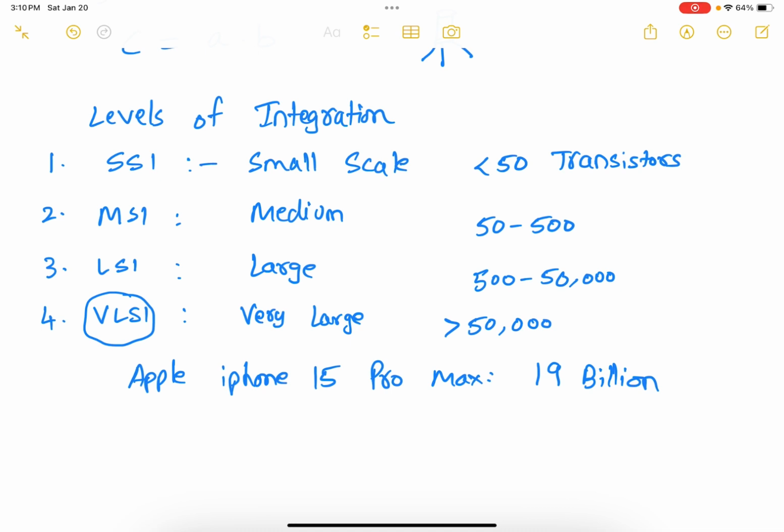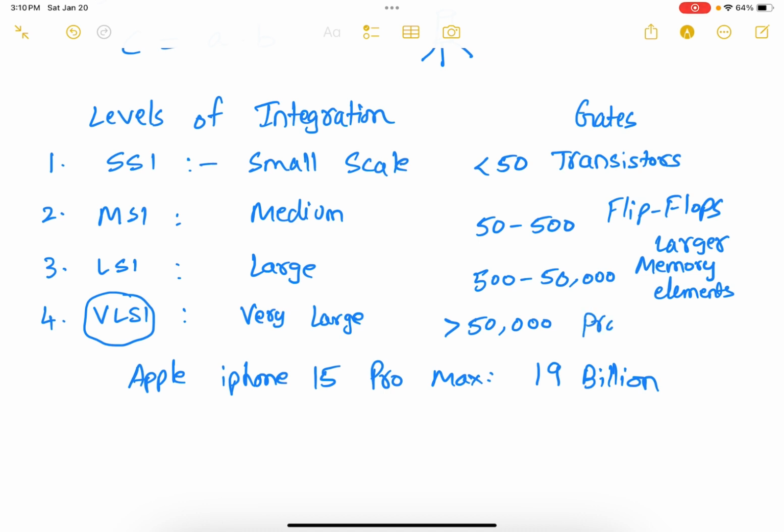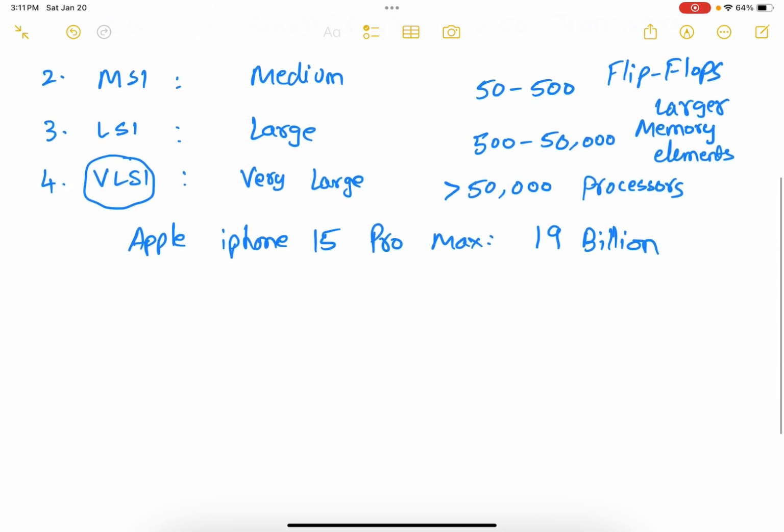Small scale integration can be used to construct gates. Medium scale integration can be used to construct flip-flops, which are the basic memory elements. With large scale integration, you can construct larger memory elements. With VLSI, you can build processors. So what led to the evolution from small scale integration to medium scale to large scale to very large scale? There is something known as Moore's law.